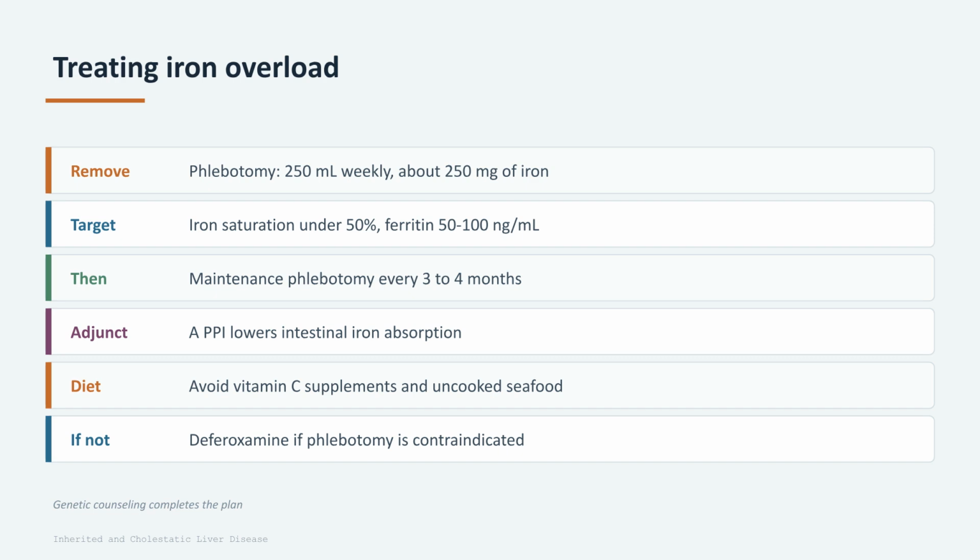A proton pump inhibitor reduces intestinal iron absorption and may reduce how often you need to draw. Tell patients to avoid vitamin C supplements and uncooked seafood. If phlebotomy is contraindicated, use deferoxamine and offer genetic counseling.